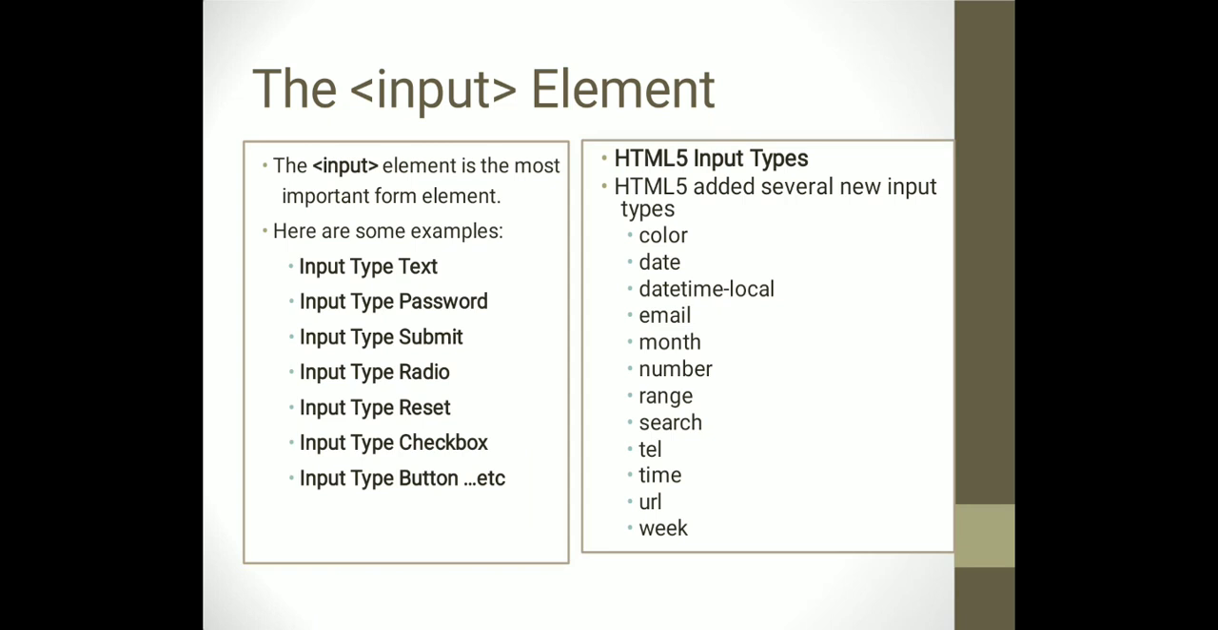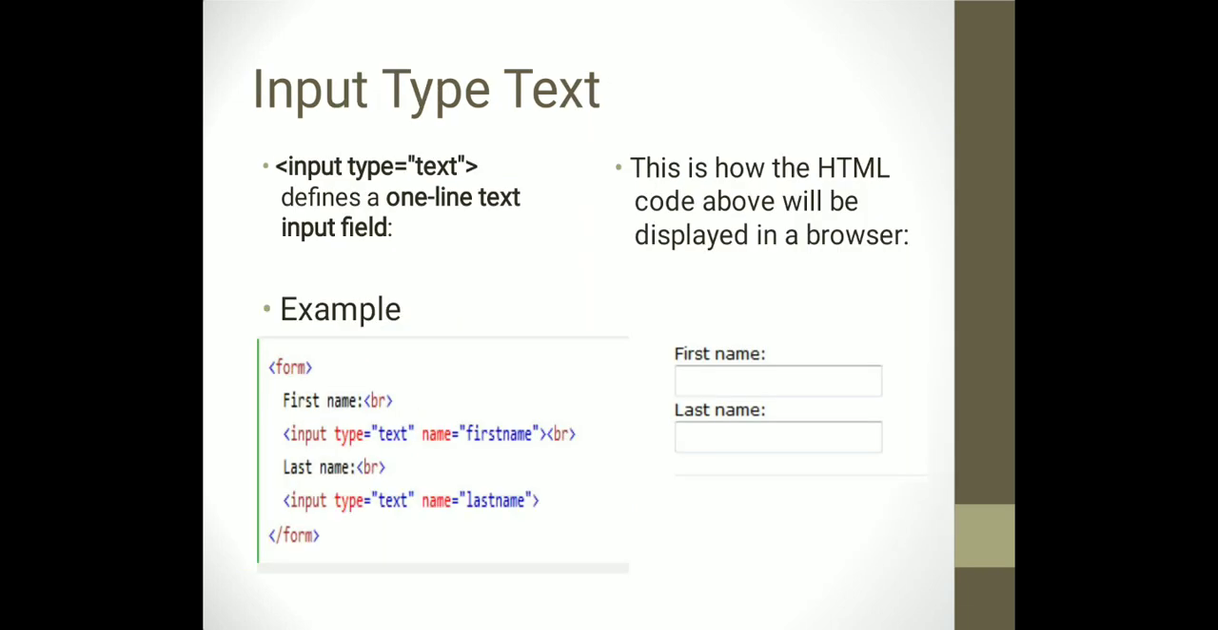these HTML tags. Then the input element is the most important form element, like text, password, submit, radio, reset, checkbox, button, etc. are things in the input element. And HTML5 input types like color, date, datetime-local, email, month, number. So there are so many new input types added in HTML5 besides the basic HTML types. Okay.